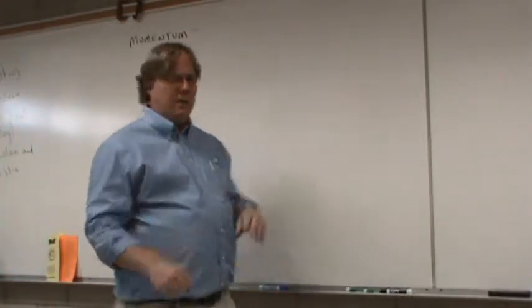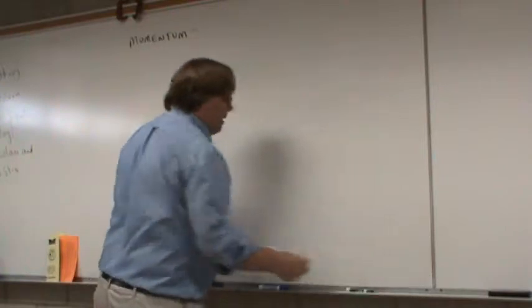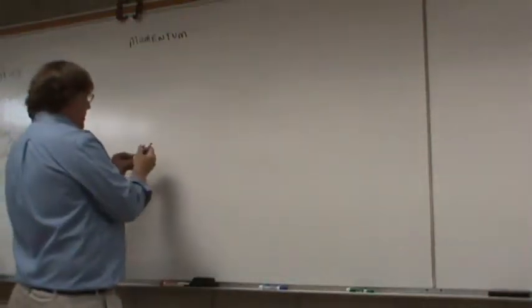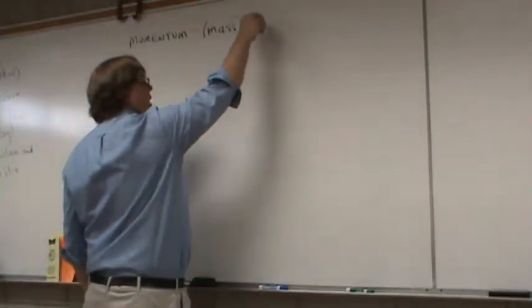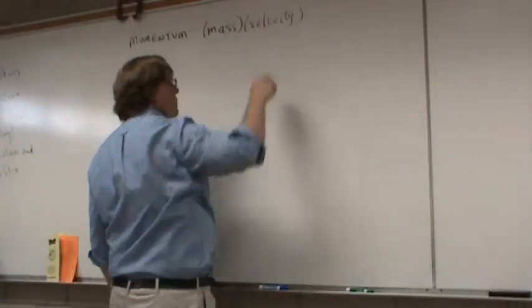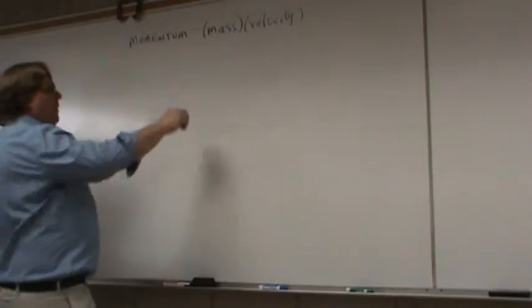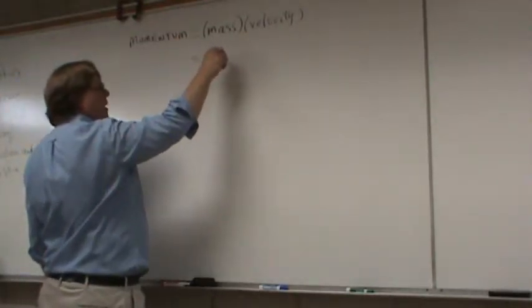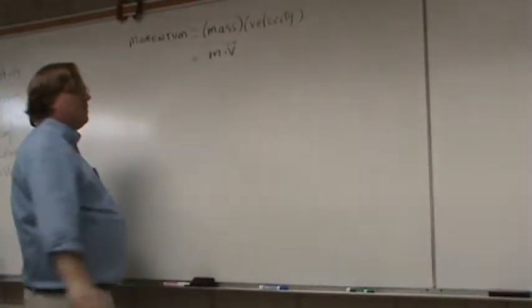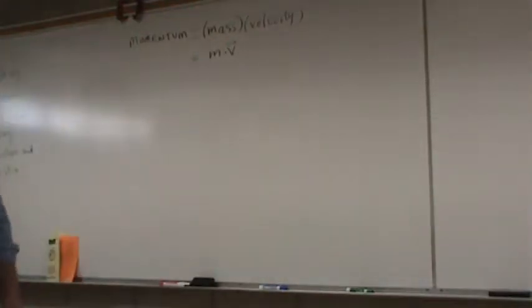And so this idea of momentum is our way of combining these two seemingly unrelated quantities, mass and velocity. So let's go ahead and write this down. Momentum equals mass times velocity. Okay? If you prefer to do it as letters, m times v, where v is a vector.